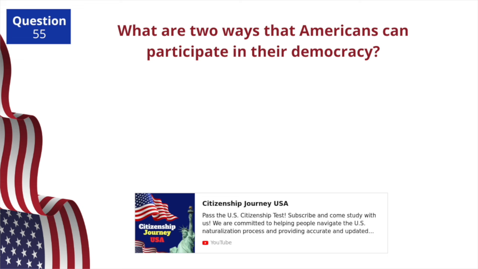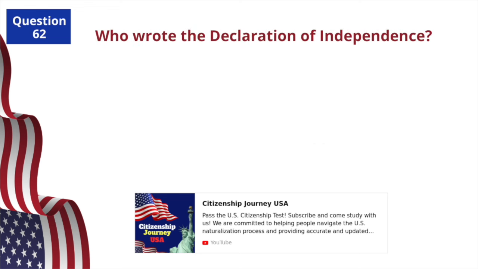What are two ways that Americans can participate in their democracy? Vote. Join a political party. Who wrote the Declaration of Independence? Thomas Jefferson.